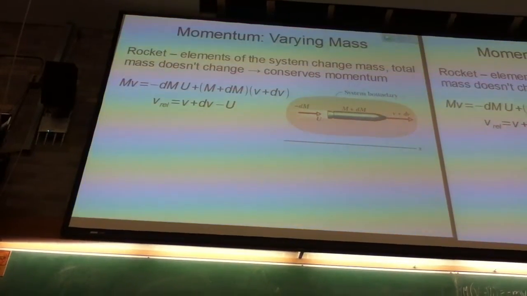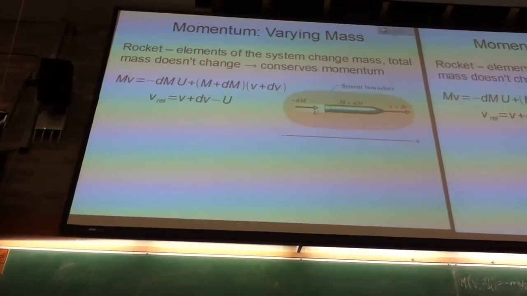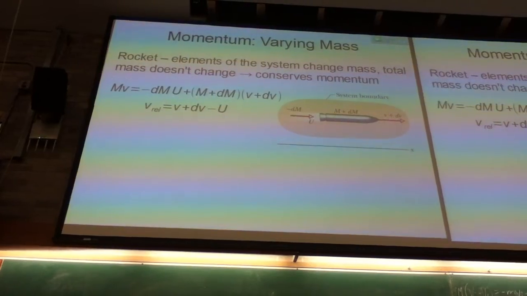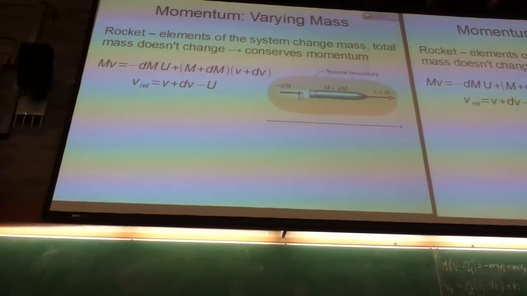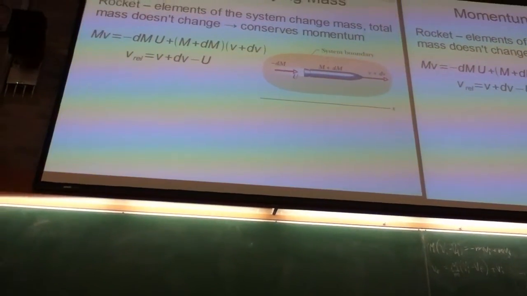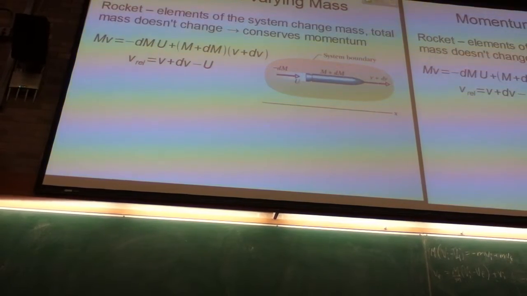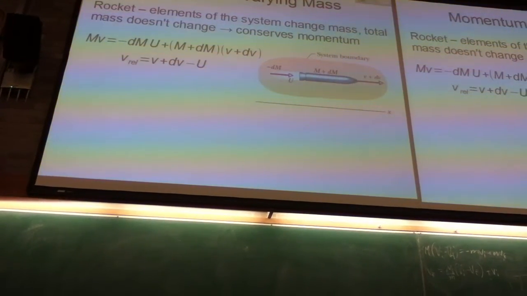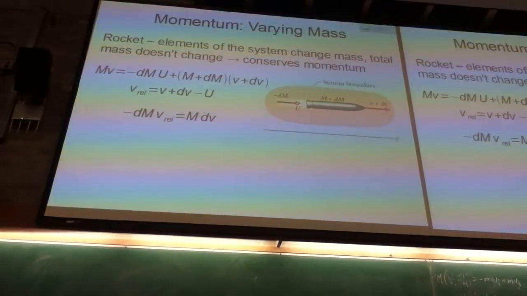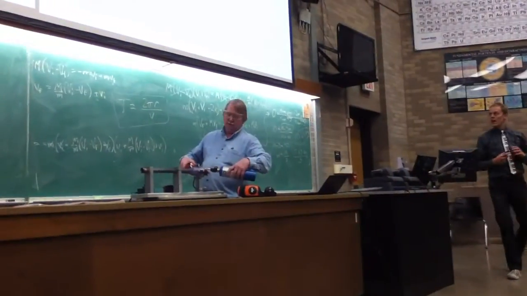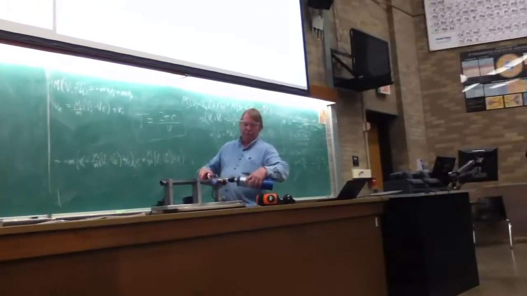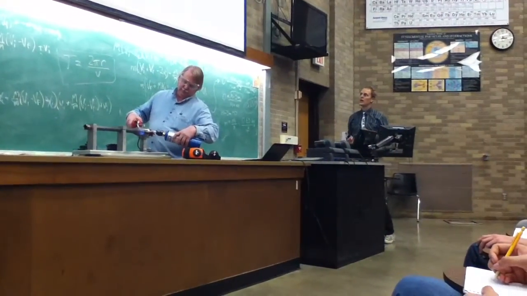So we could ask, what's the relative velocity of the fuel with respect to the rocket? And we get something like this: it's the velocity of the rocket minus the relative speed of the fuel with respect to the rocket. Ready? If we plug this in, then we can get an expression for the change in mass versus time. So we get a rocket equation like this.